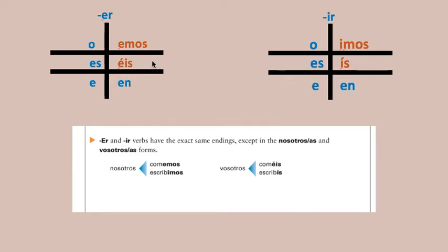Also, do notice the accent mark here over the vosotros form. In all verbs, including the AR verb, there's an accent mark over that form. And as I said before, you might notice that ER and IR verbs have the exact same endings except the nosotros and vosotros forms. Por ejemplo, nosotros comemos, nosotros escribimos. O vosotros coméis, vosotros escribís.